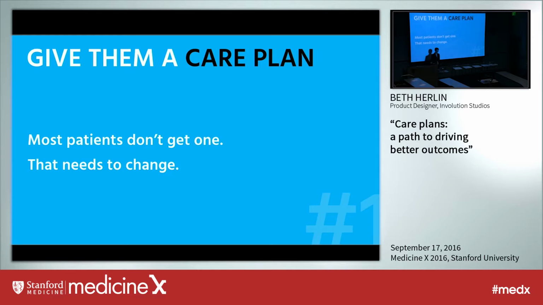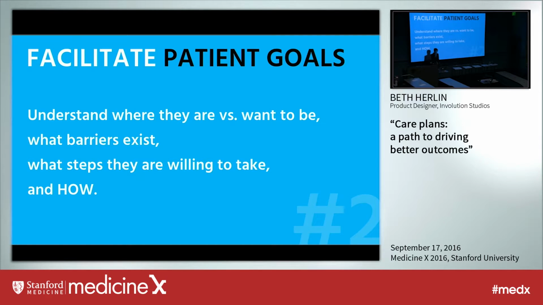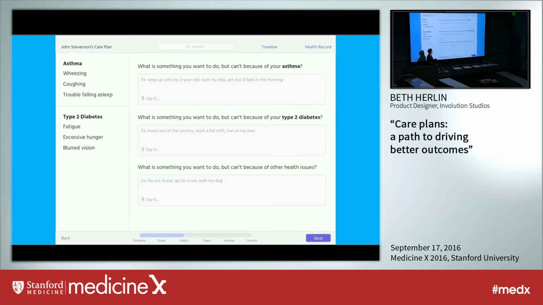Most don't get one, and if we really want to reduce costs and improve outcomes, that really needs to change. The second one is the idea of facilitating patient-driven goals. And this means understanding where they are versus where they want to be, identifying what barriers exist and how they can avoid those barriers, using techniques like motivational interviewing to identify what the steps are that they're willing to take, and then also using models like BJ Fogg's tiny habits and triggers to outline exactly how they can reach those steps.